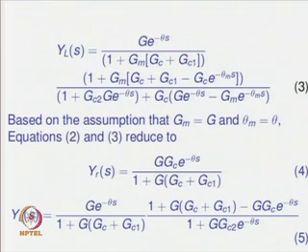Also, please see that equations 4 and 5 show us that we have two different denominators. The denominator of equation 4 is different from that of equation 5. Equation 4 does not have a term like 1 plus G Gc2 e to the power minus theta s in the denominator. Therefore, the two responses, the set point response and the disturbance response, are decoupled from each other.